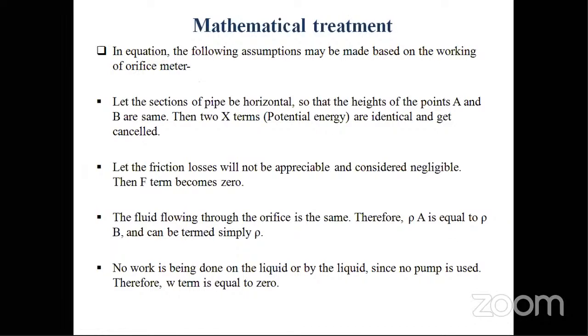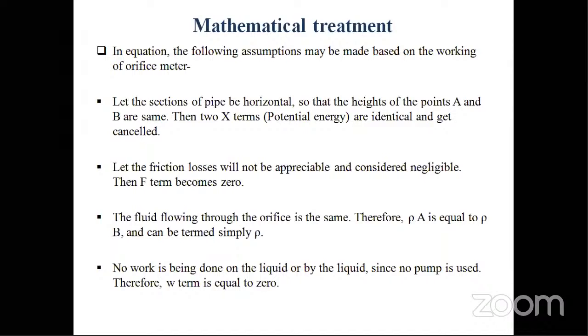Now come to the fluid flowing through the orifice: the density rho A is equal to rho B, so we can simply term it as rho. If the density of the fluid is the same at A and B, we can term it only as rho. And if the pipeline is horizontal, with no friction and no potential energy, there is no need for any type of pump device to transfer the liquid from one portion to another.